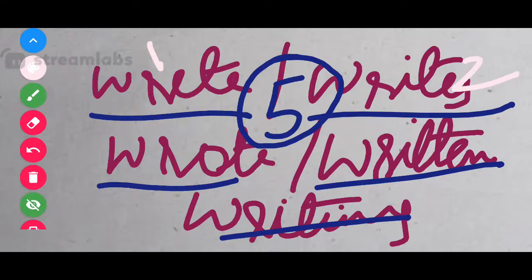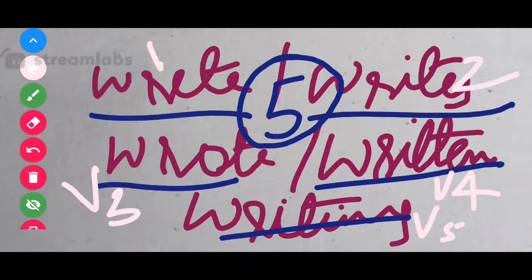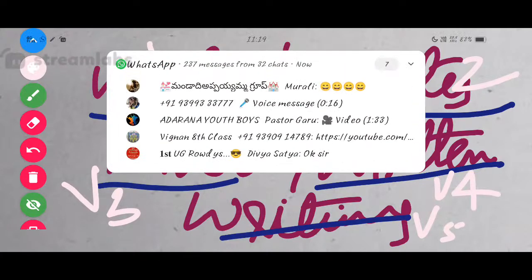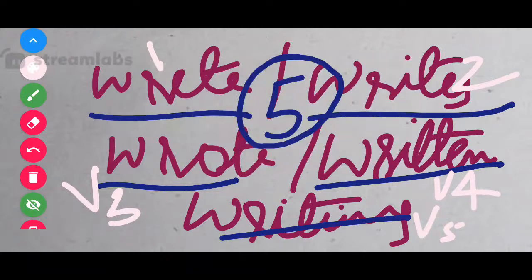the next one, the third form as well as the fourth form and the fifth form. These 5 forms' usage. So if we learn all these things, we can excel in the English language learning part. Did you understand this?